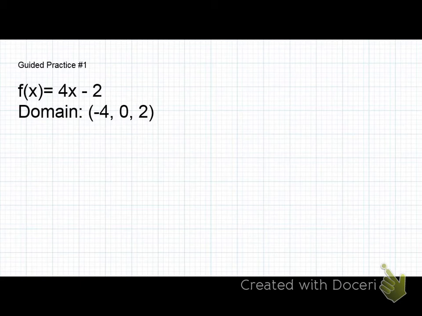Okay, you should have done the following. We're going to make our T-chart. We got x. I'm sorry, let me use my brown color. I know I'm into brown right now. Looks nice. Okay. We got x and then f of x.